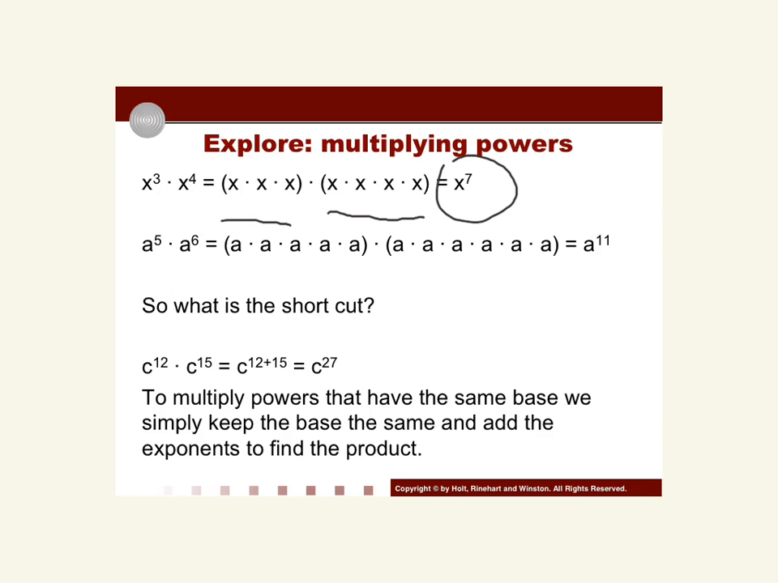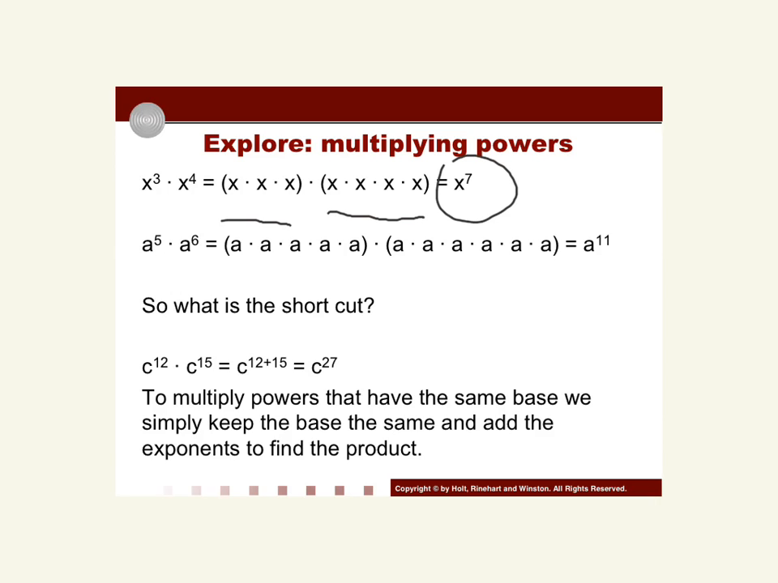If we look at a to the 5th times a to the 6th, a is a factor used 5 times. Then a to the 6th means a is a factor used 6 times. And so a is used as a factor a total of 11 times. So it's a to the 11th.